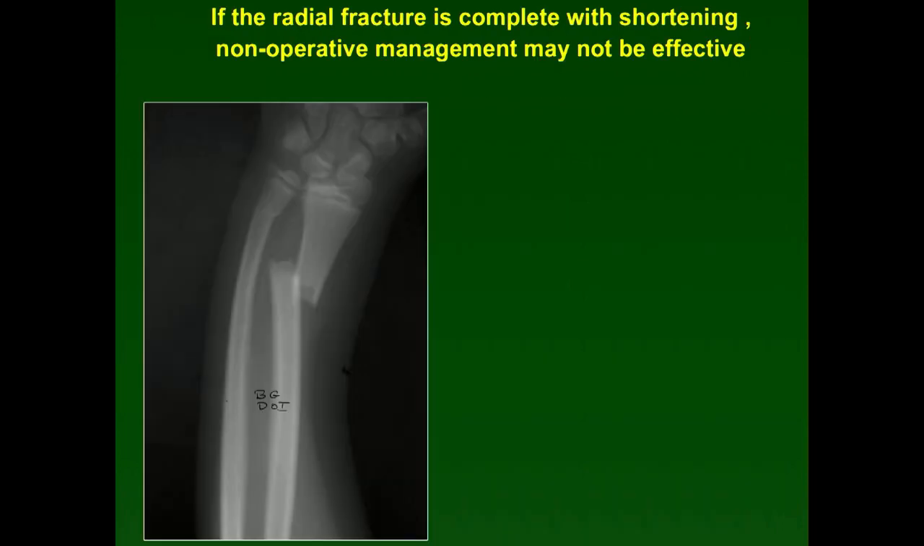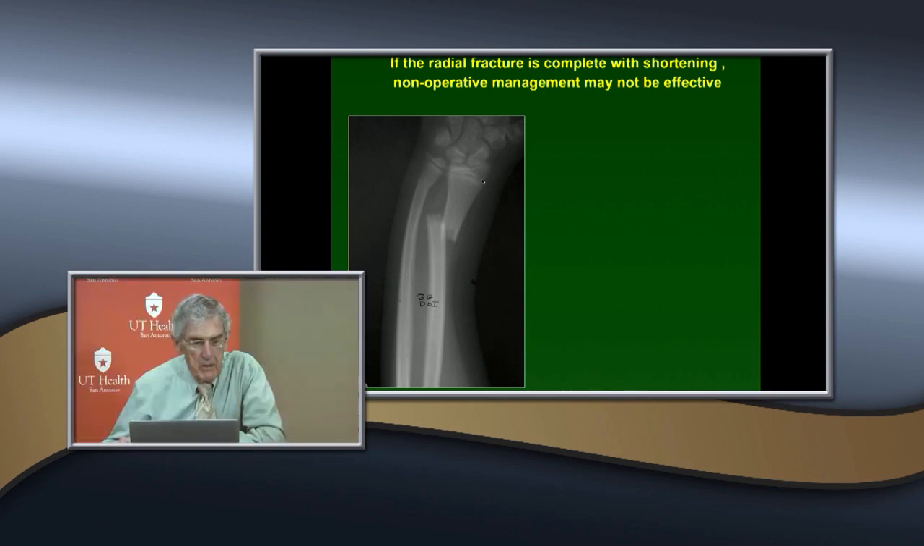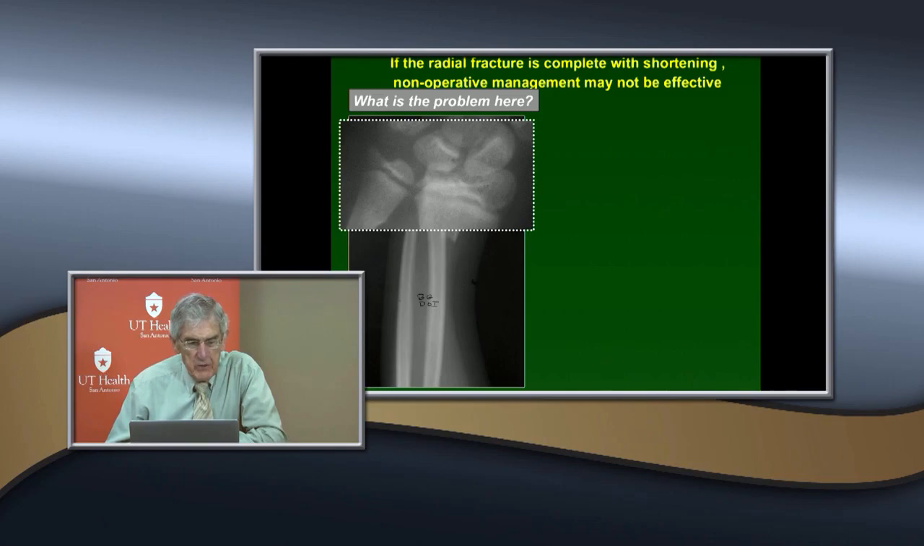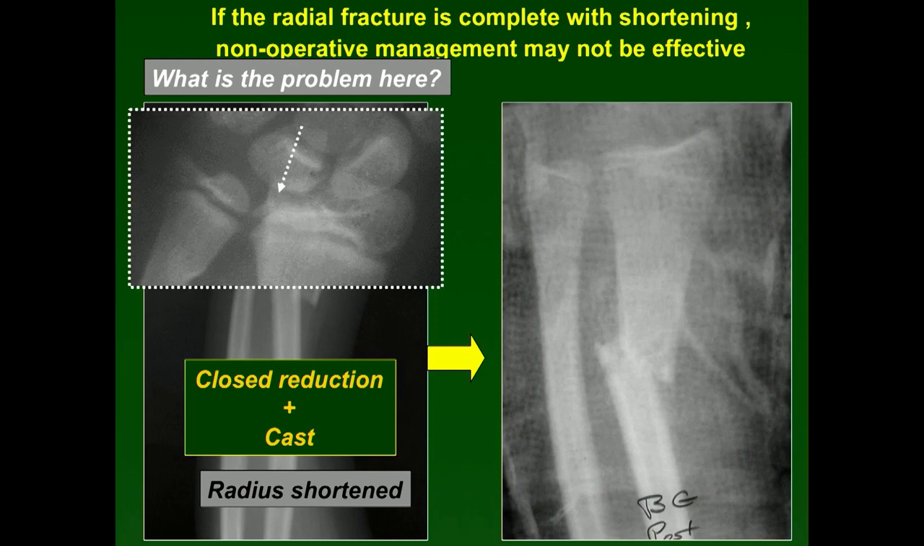Now, if it's complete with shortening, is this one the distal radius? This one was not recognized as a Galeazzi. What is it about this fracture that tells you it's a Galeazzi component? The plastic deformation of the distal ulna. The what? Plastic deformation of the distal ulna. Well, actually, it's just a greenstick fracture, but what is the key? Well, the radius has been shortened, so that tells you that there's some dissociation associated with it. So this doctor just focused on the radius, and he thought, see, it's shortened, so he just put it in a cast.